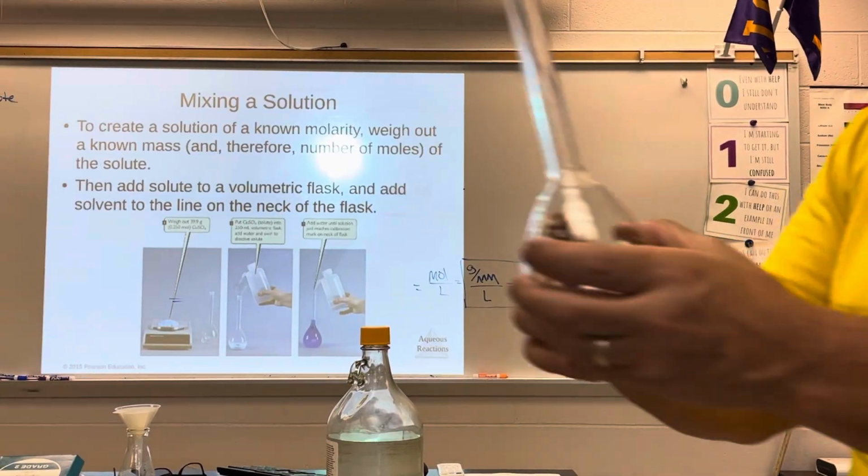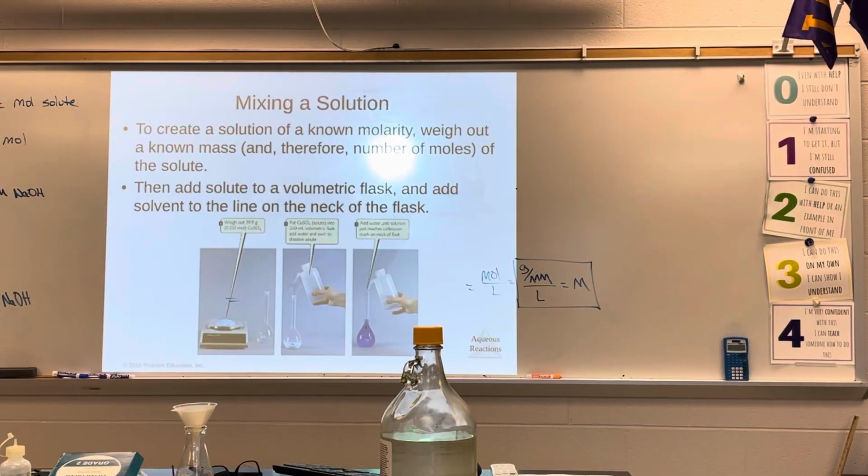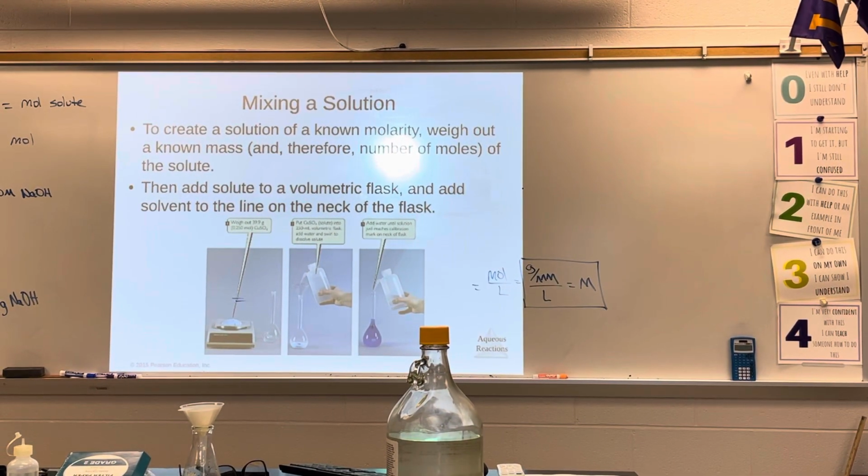So you fill this up to this line right here, bottom of the meniscus on the top of the line, and they make the neck skinny, so it makes it easier. When it's real wide, then it's not as accurate. The skinnier the neck, the more accurate it's going to be. So you would fill this up to where the bottom of the meniscus is on the top of that line.